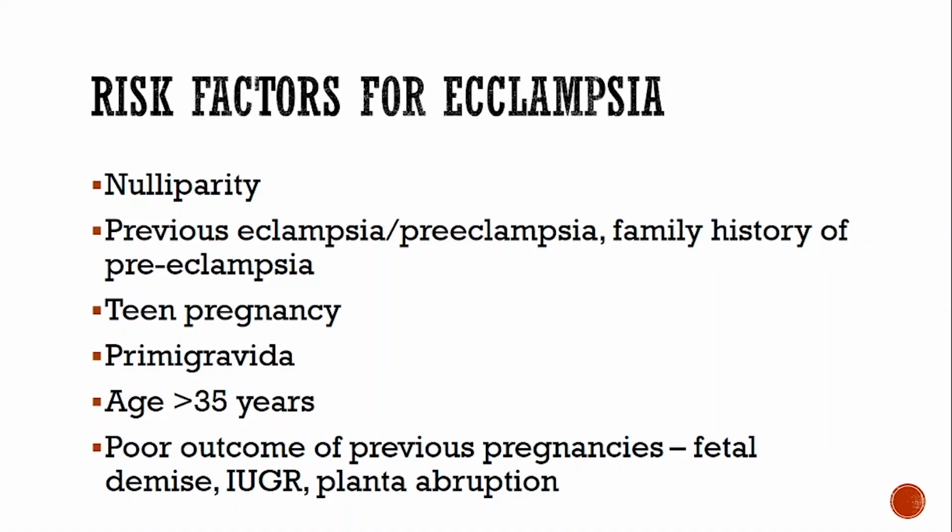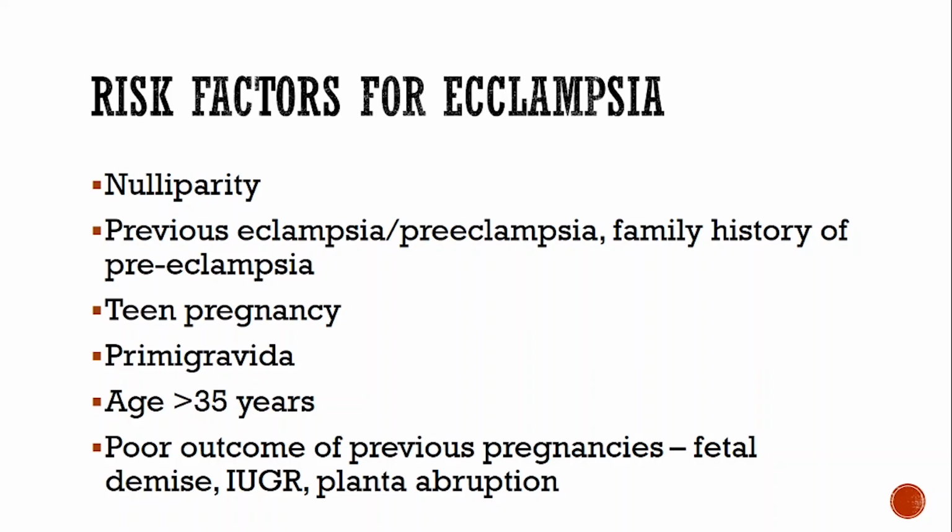We said one of them is nulliparity. Nulliparous women are at risk. These are documented: previous eclampsia, preeclampsia, family history of preeclampsia, teenage pregnancy, primary gravidity, advanced age more than 35 years, or poor outcomes of previous pregnancies. If a woman had delivered a baby with intrauterine growth restriction, or had placental abruption, such women can have eclampsia in their subsequent pregnancies.